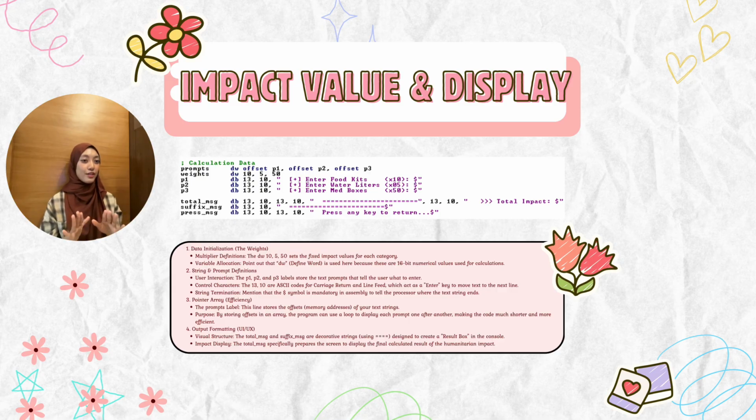Memory efficiency, the pointer array, is used to optimize the code. A prompt label stores the memory offsets of these text strings. By organizing these offsets into an array, the program can use a loop to display prompts sequentially, making the overall code shorter and more memory efficient. Finally, the total message and suffix message are decorative strings that use equal signs to create a clear result box in the console. This ensures the final calculated impact is presented in a structured and professional format for the users.